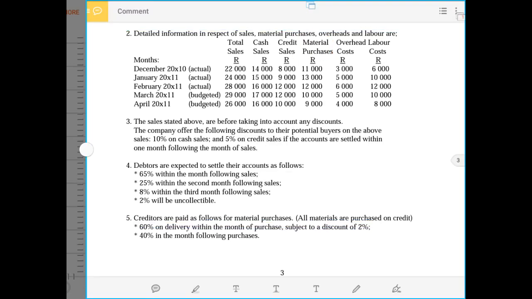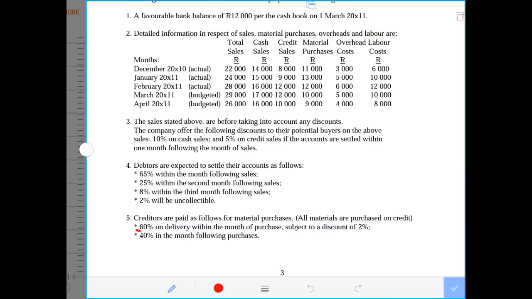So now the material that is bought on credit, they say that 60% on delivery within the following month of purchase, subject to a discount of 2%. That means we buy on credit this month. Let us say we buy on credit in the month of December. When we make a payment in the month of January, 60% of what we bought in December, then we only pay 60% of that, and a discount will be given if that is the case. Then the other 40% is paid to our suppliers in the month following the month of purchase.